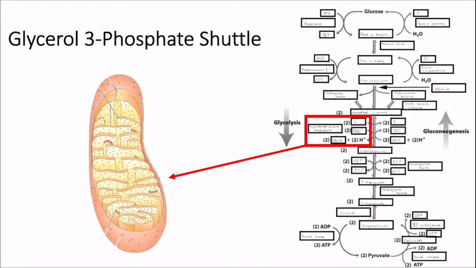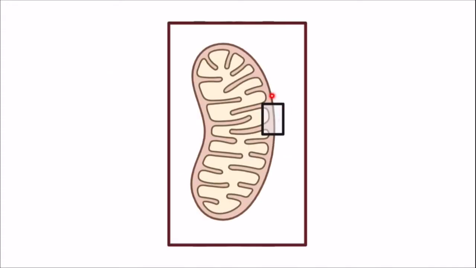So there's other shuttles like the malate aspartate shuttle. However, we're focusing on the glycerol 3-phosphate shuttle today, and what makes this shuttle unique is that it's specifically used in skeletal muscle and brain cells. If we were to zoom in to where these set of reactions occur in the mitochondria, we would zoom in right here.